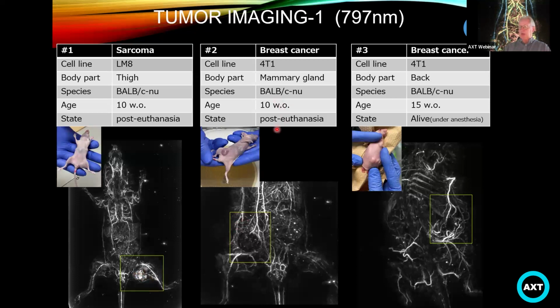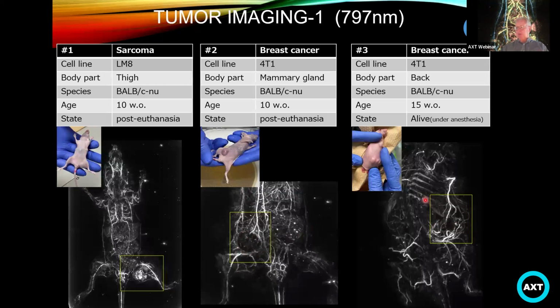The next two are breast cancer cell lines, which have been, in the first instance, on the mammary gland of the animal. And what's interesting to note with this one, even though it is a euthanized animal, we can see that there's a large dark area here, which is showing most likely necrotic, or at least tissue that has got very little oxygenation in it.